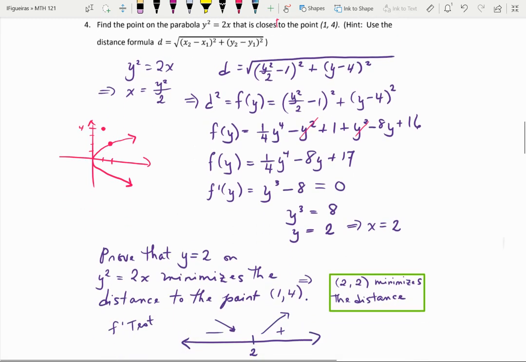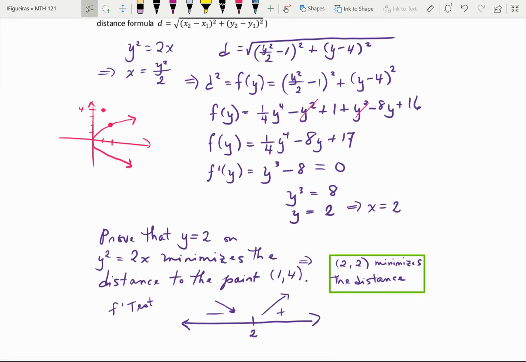And again, we're going to use one of our derivative rules. So we want to prove that y equal to 2 on the graph of y squared equal to 2x minimizes the distance to the point (1, 4). So this time I'm going to use the first derivative test. And again, it doesn't matter which one you use. I just want to show you that you can use either one.